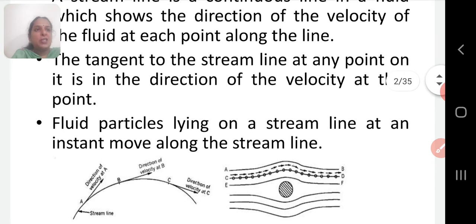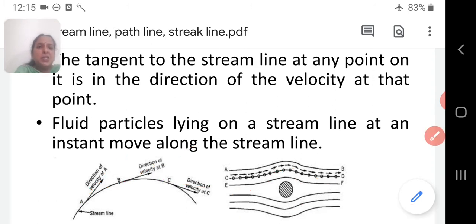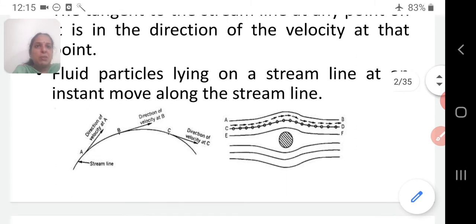See here, just imagine we have a continuous flow of fluid as it is shown. If you take different particles, they will be traveling along this streamline. If you take any one particle and draw the tangent to it at any point, this tangent will give you the direction of velocity at that point. So the fluid particles lying on a streamline at an instant move along the streamline.